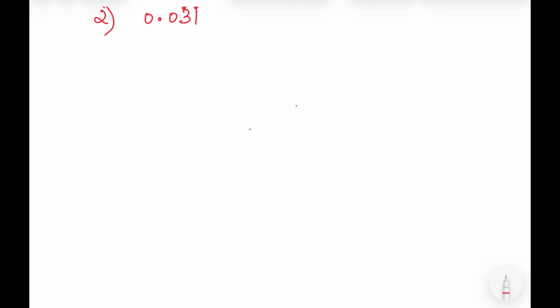So as I told, the first step will be let x equal to 0.031 recurring. This becomes my first equation, right? Then we have to check the number of recurring numbers here. How many numbers are recurring here? 2. There are 3 numbers after the decimal point, but how many are recurring? 2. So we will multiply it by 100. So we will multiply equation 1 by 100.